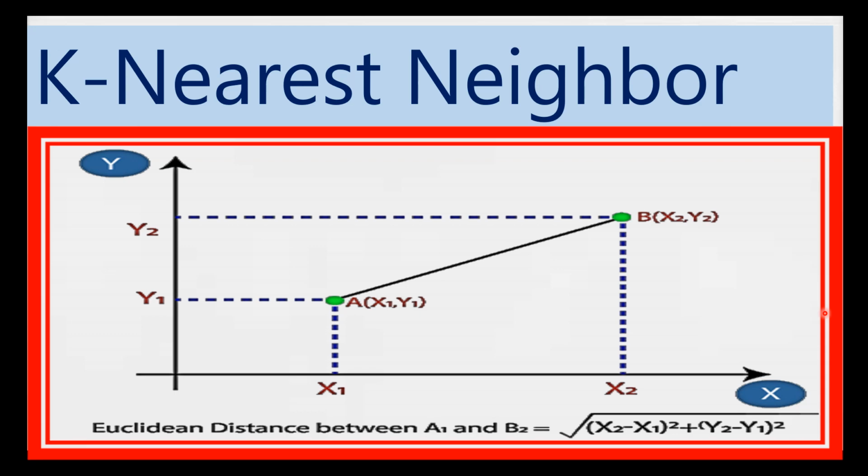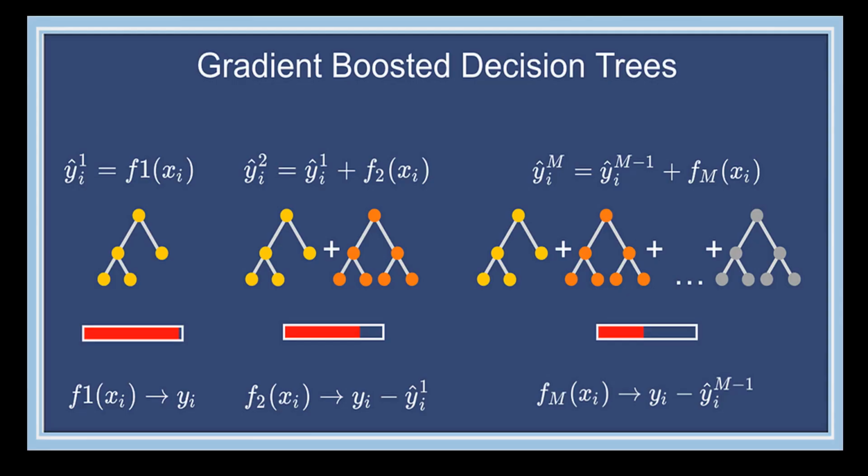So to summarize this, we can say that K nearest neighbor is a simple and effective machine learning technique used for classification and regression tasks. And it works by finding the K closest data points to a given point and making a prediction based on their labels. And it's particularly useful when the data is non-linearly separable and when the relations between the features are complex. Now next comes the gradient boosting.